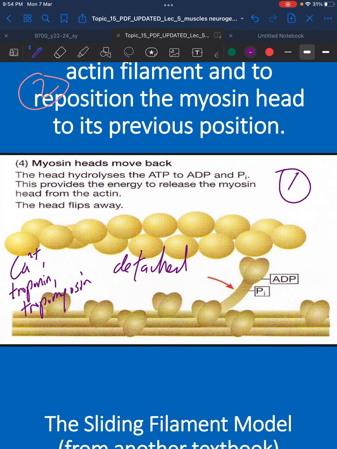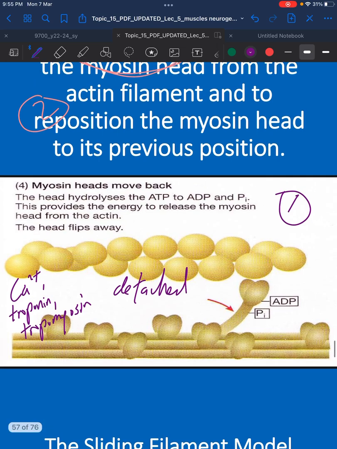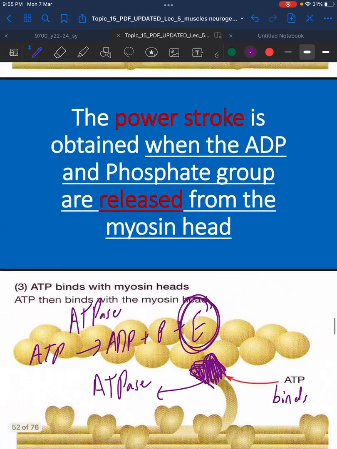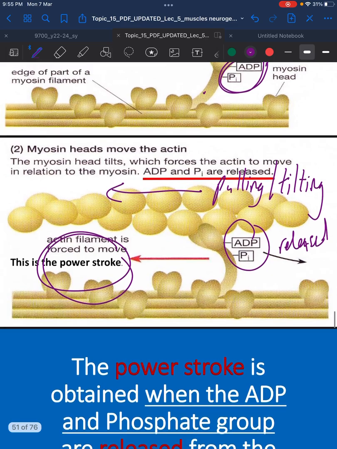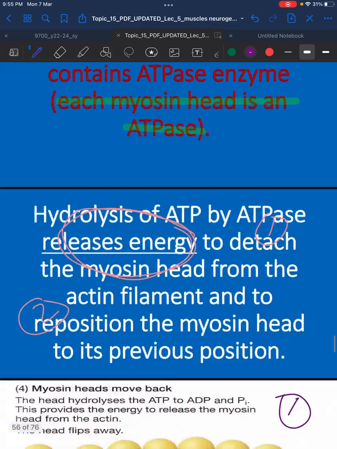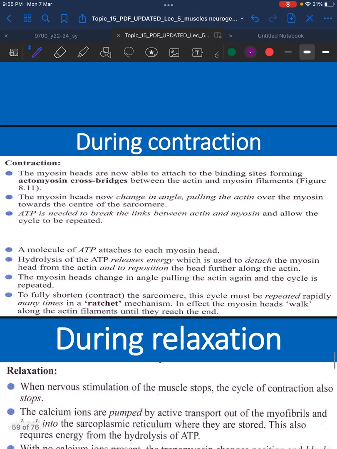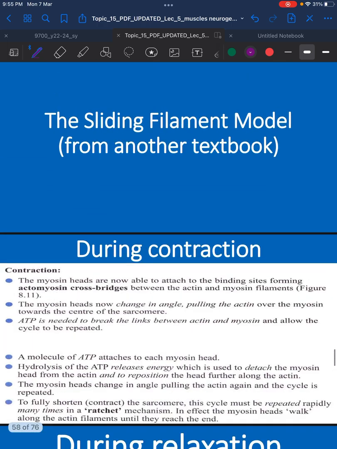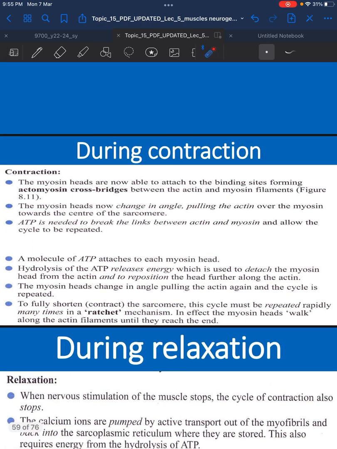So the important thing to note down here is the role of the ADP and phosphate group, the role of ATP, and the role of the ATPase. If we look at these notes here, the myosin heads are now able to attach to the binding sites, forming actomyosin cross bridges, pulling the actin over the myosin. ATP is needed to break the link and to allow the cycle to be repeated.